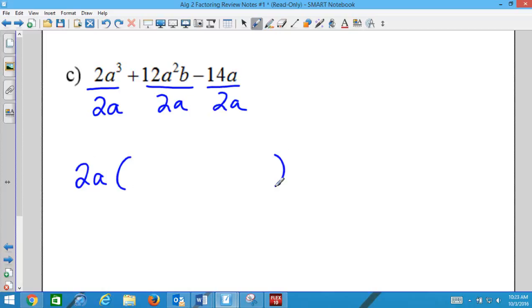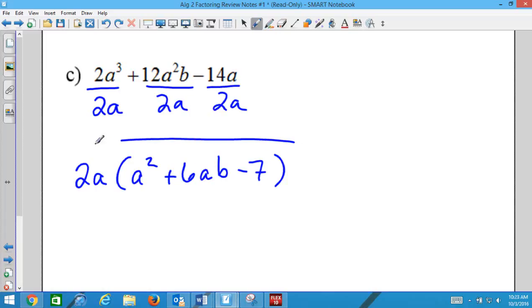In the first spot, I have 2a to the third, and I take out 2 and the a. How many a's do I have left? A squared. Here I have 12, and I'm dividing by 2. 6ab. And I'm dividing by a, so I'm getting rid of one of the a's. And then we have minus 14 divided by 2, minus 7. And then the a's cancel each other away, and then we're done.